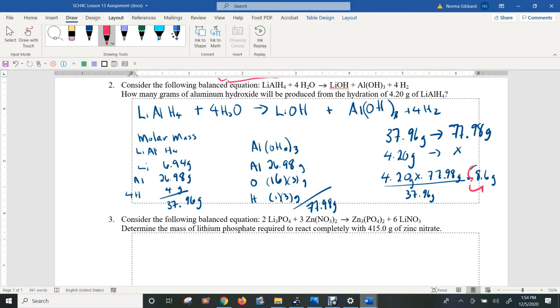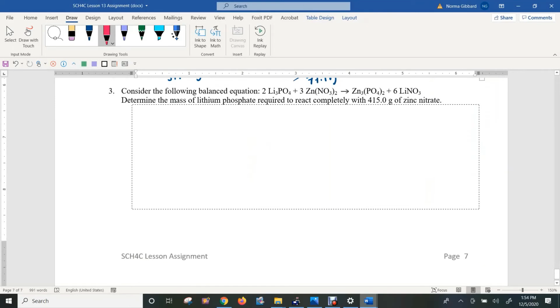All right, let's move on now to number 3. So in this question, we have 2 mole of lithium phosphate, 3 mole of zinc nitrate, producing zinc phosphate and lithium nitrate. Determine the mass of lithium phosphate required to react completely with 415 grams of zinc nitrate. So, first of all, we're going to write our balanced equation.